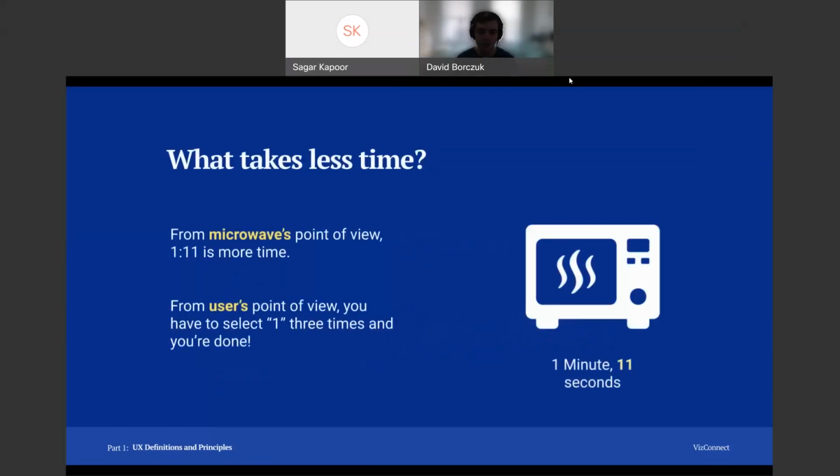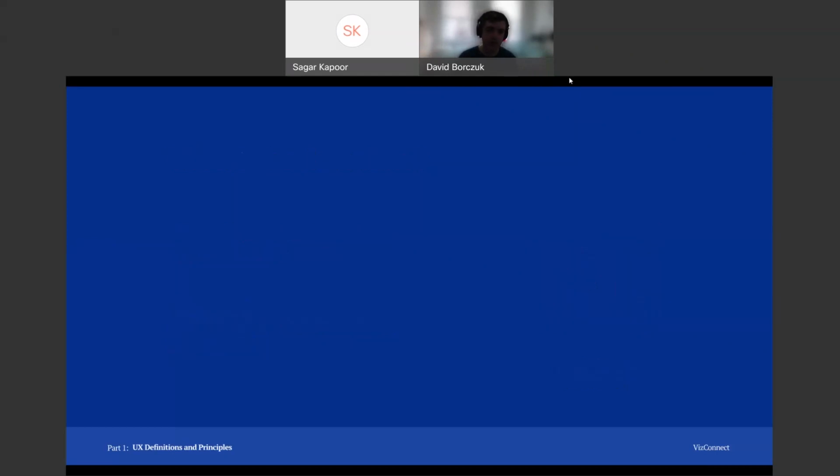Meanwhile, if you heat up water in a microwave for 1 minute and 11 seconds, that is more time for the microwave. But from the user's point of view, all you have to do is find the 1 key and hit the 1 key 3 times and you're done. It's really important to understand that there are two sides to this coin. You have the microwave and the machine's point of view that's executing a certain job. But then you also have to understand that the user is executing a job that might take longer and make the whole process longer overall. And so understanding the human-computer interaction component is really, really important when considering user experience.